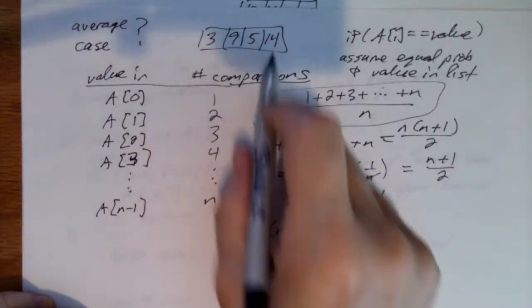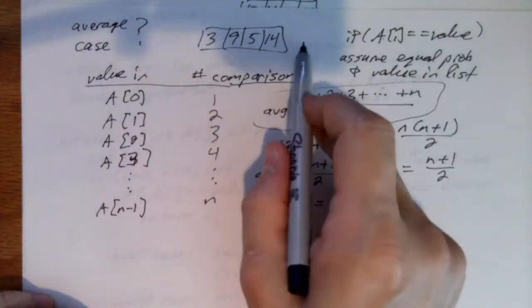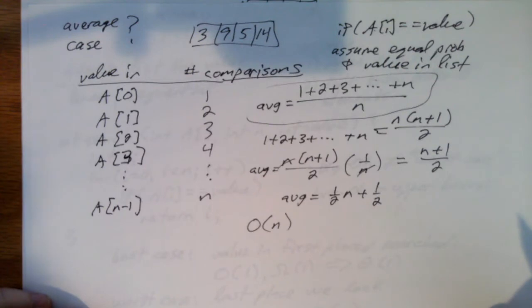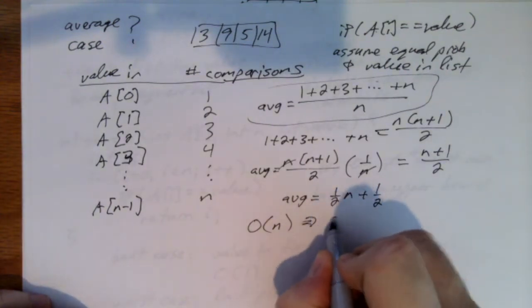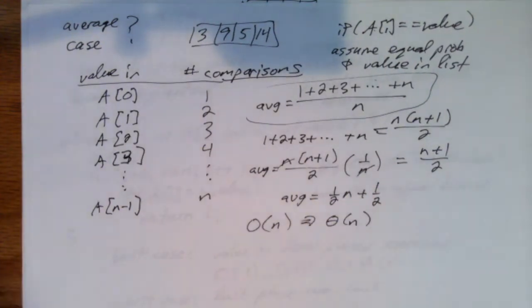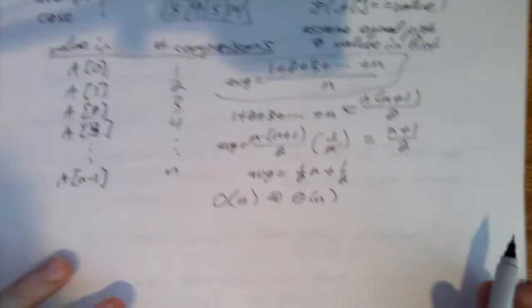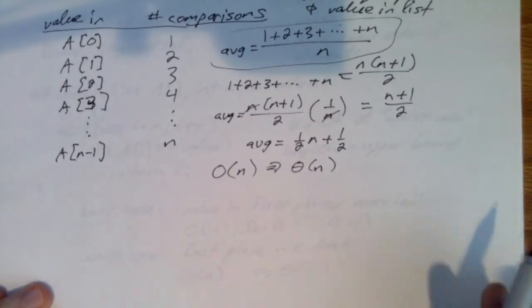There's no particular order. We assume there's equal probability of values. The value is in the list, that kind of thing. Okay? And this also would lead to this. Before we move on, though, and look at this in a slightly different way, let's think about this differently. This is a fine way to calculate this, but let's think of it differently.